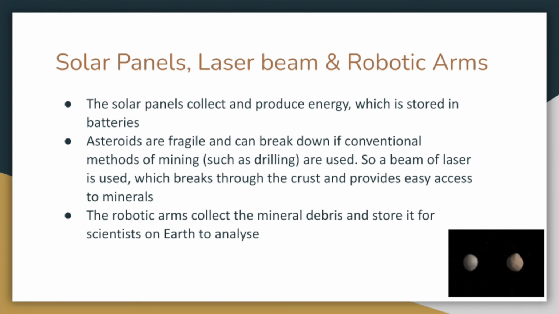Now, let's come to the components of the rover which help in carrying out its primary function, mining. So, the solar panels produce energy which they store in batteries. Asteroids have a very weak gravitational field, which makes them very fragile. So, if we use conventional methods of mining, such as drilling, the force applied could break down the asteroids. Instead, we use a beam of laser which is powered by the batteries.